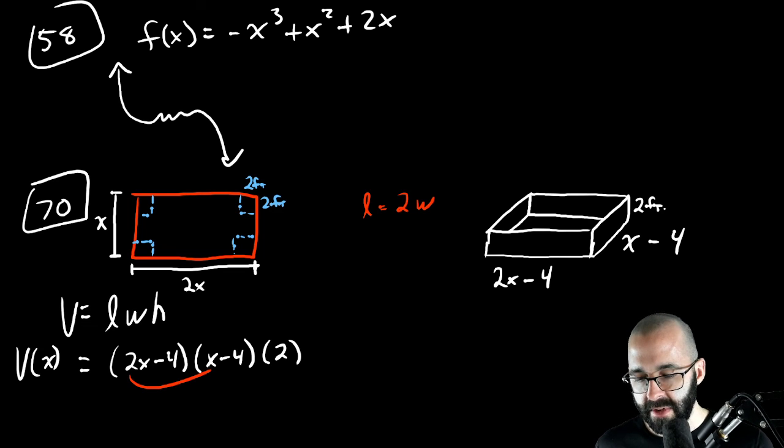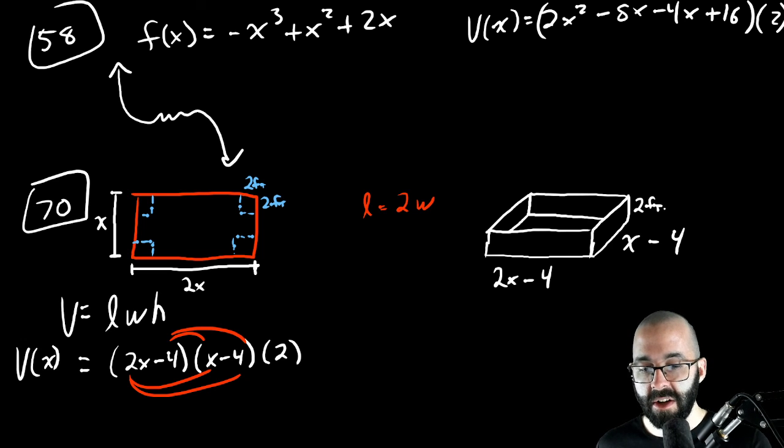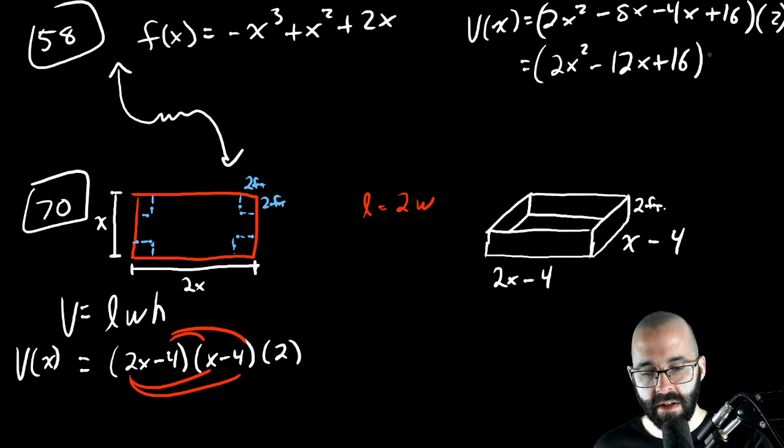You could simplify it too if you wanted. First, outer, inner, last. Do all these pairs. V of x is going to be 2x squared minus 8x minus 4x plus 16. And we're foiling that out, but remember that's all still getting multiplied by 2. That 2 is still on the outside. So combine like terms, 2x squared minus 12x plus 16. Getting all multiplied by 2, and then distribute that 2. 4x squared minus 24x plus 32 should be our answer.